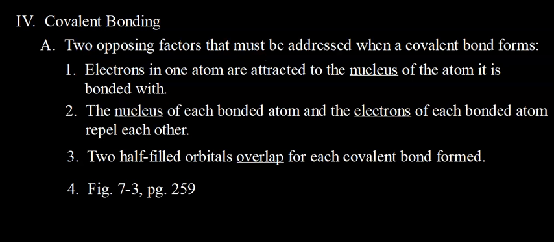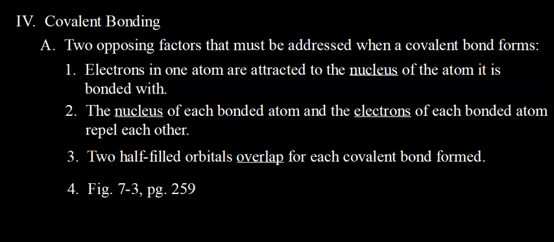All right, let's talk about covalent bonds. We have two opposing factors that need to be addressed when talking about a covalent bond forming. One of them is that electrons in one atom are attracted to the nucleus of the other atom that it is bonded with. And the nuclei of the bonded atoms and the electrons of the bonded atoms repel each other. So the nuclei repel each other, and the electrons in the two atoms repel each other. We have two opposing forces: the force of attraction between the nucleus and electrons of another atom, and the force of repulsion between the nuclei of the two atoms and the electrons of the two atoms.